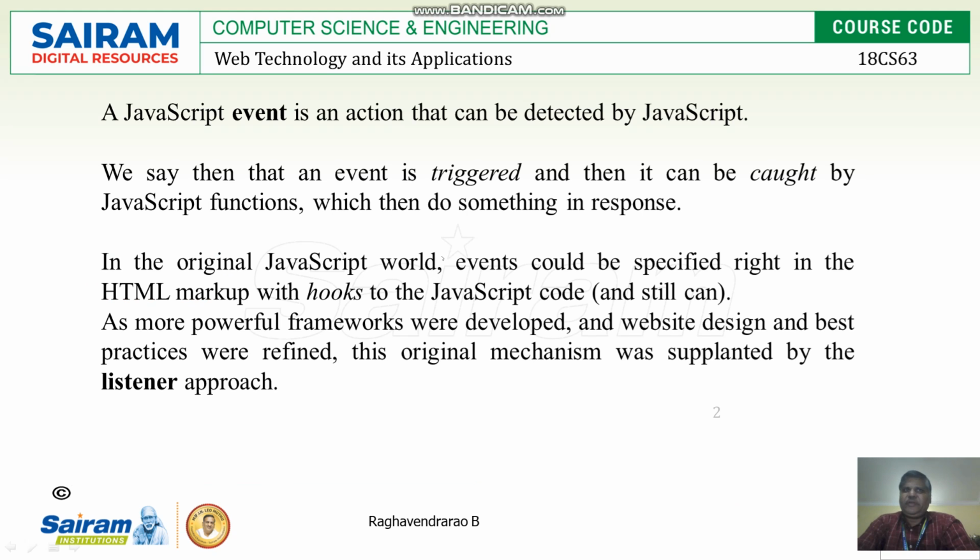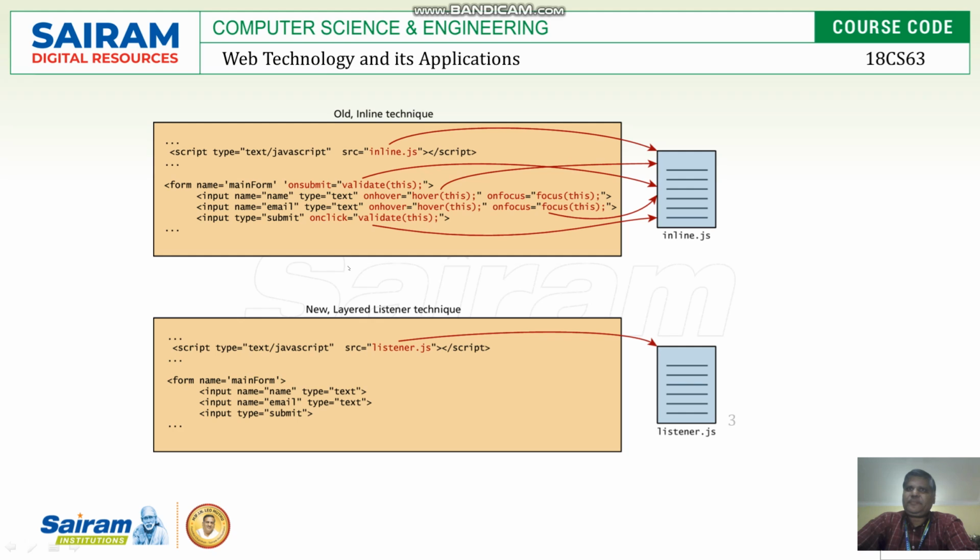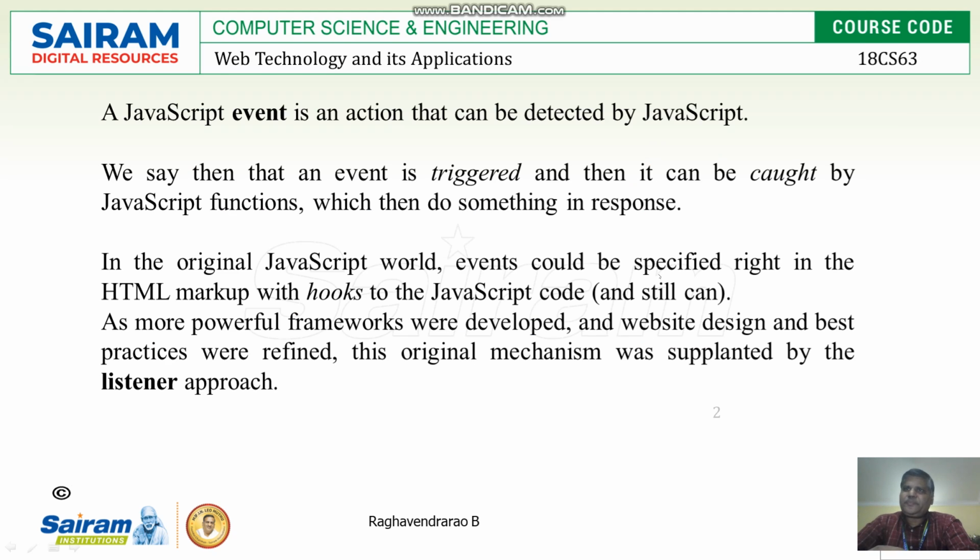Now what is an event? Basically, an event is an action that is going to be detected by JavaScript. When that event is triggered, it is going to be caught by the JavaScript functions, and a response is going to be given for that. For example, I just clicked here, so it goes to the second page. That is the action and reaction of that particular thing.